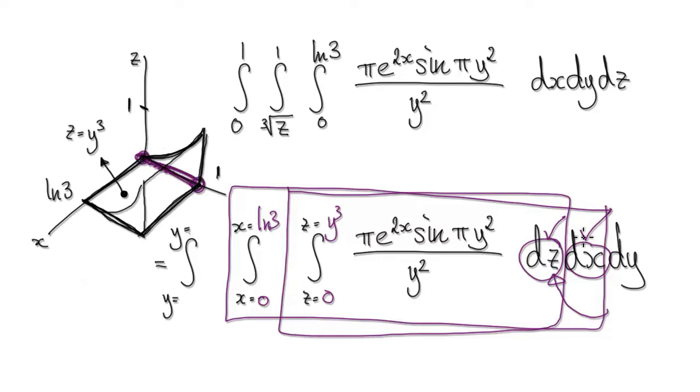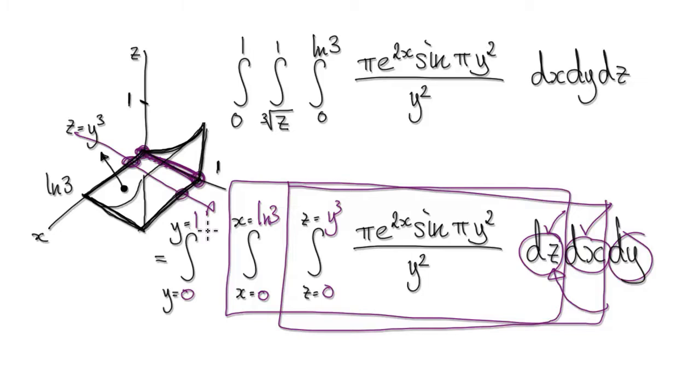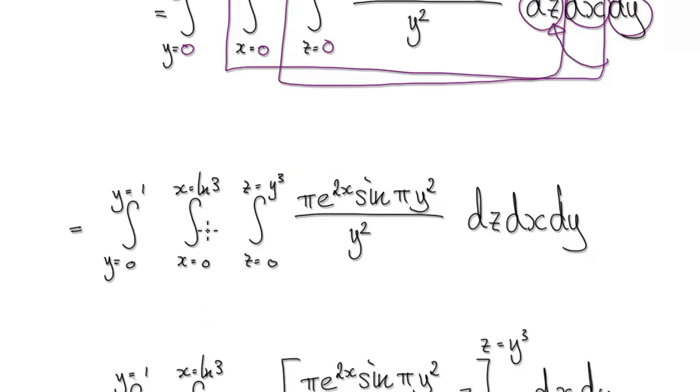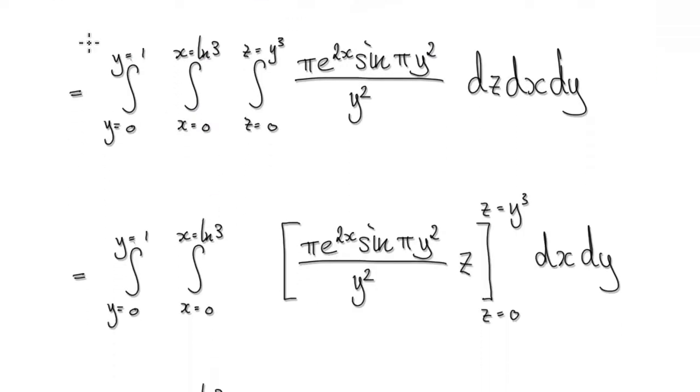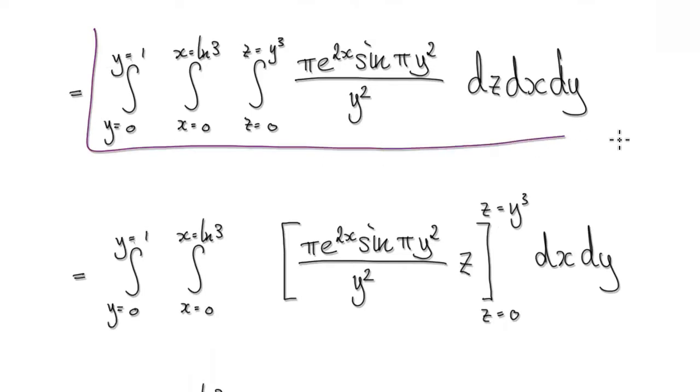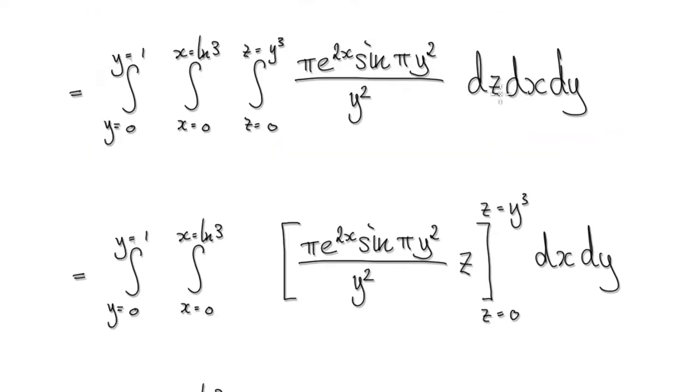So in terms of the y, because you're moving parallel to the y-axis, you're integrating from y equals 0 to y equals 1. So that will then take us to here. So now the hard part's been done. We've changed our order of integration. So now it's just a matter of integrating this.